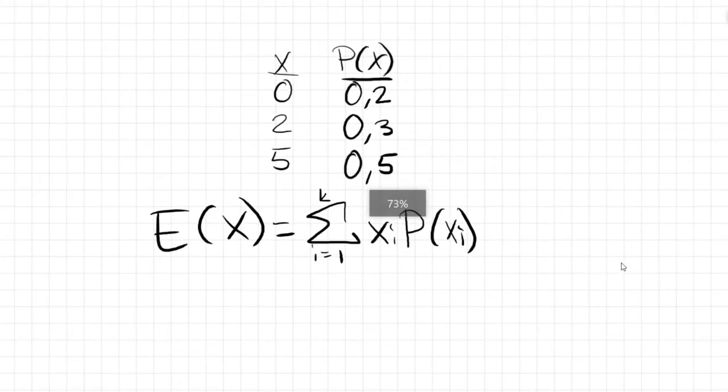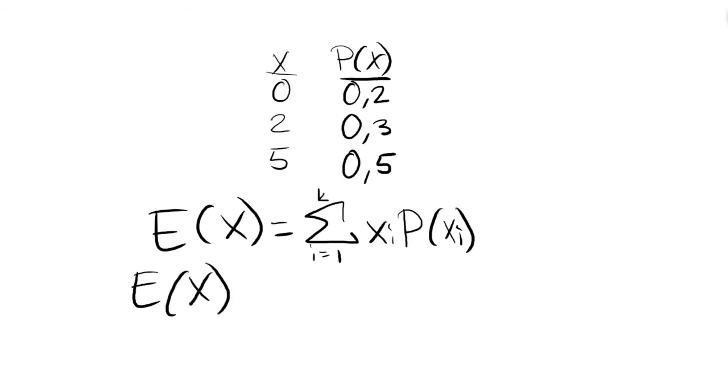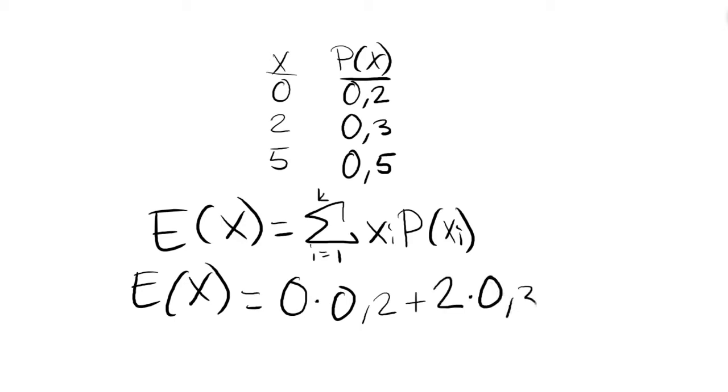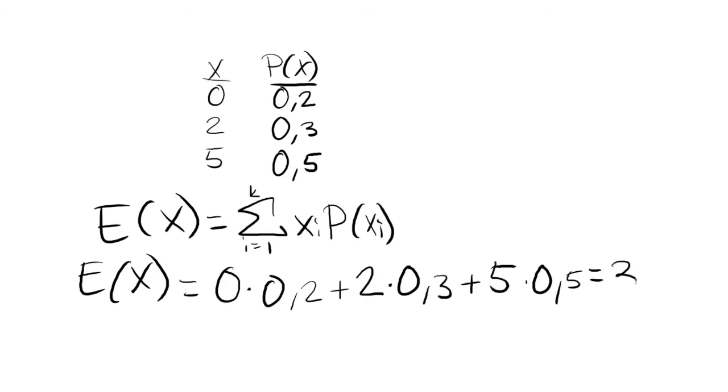So the expected value for x, in this case, is 0 times 0.2 plus, because it's a sum, 2 times 0.3 plus 5 times 0.5. And then we just put it into the calculator and see what we get. And we're going to get 3.1. So that is how we calculate the expected value when we have a case like this.